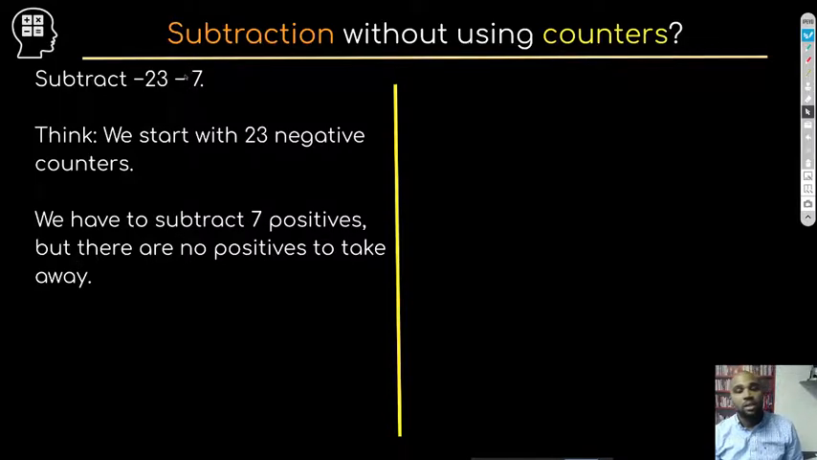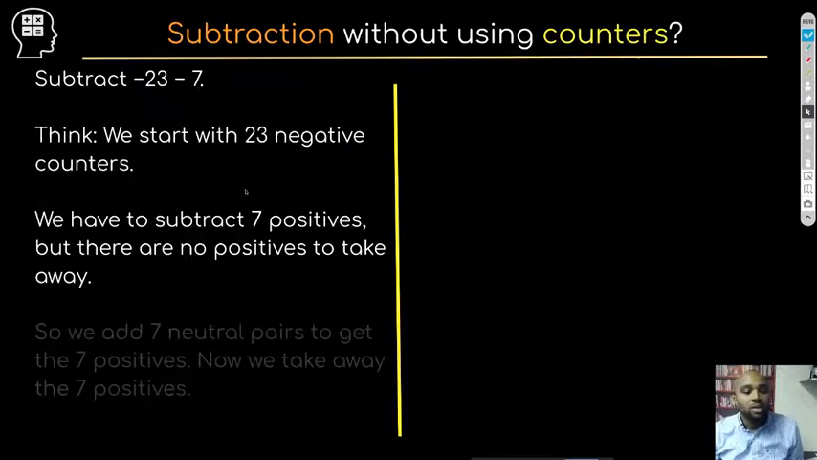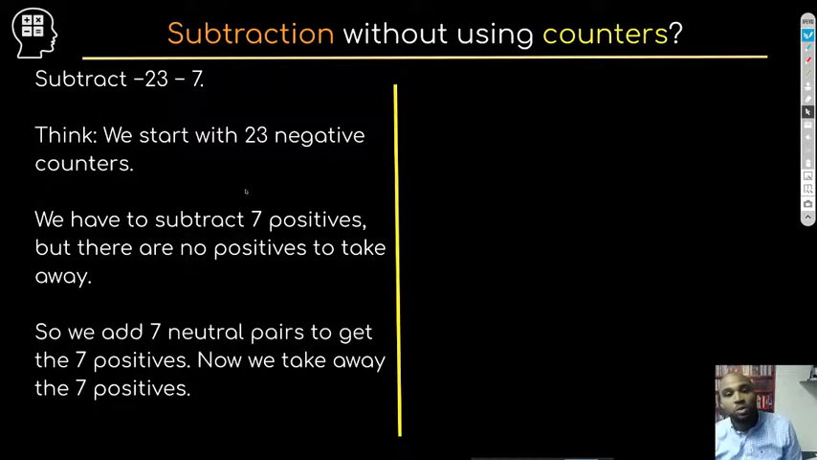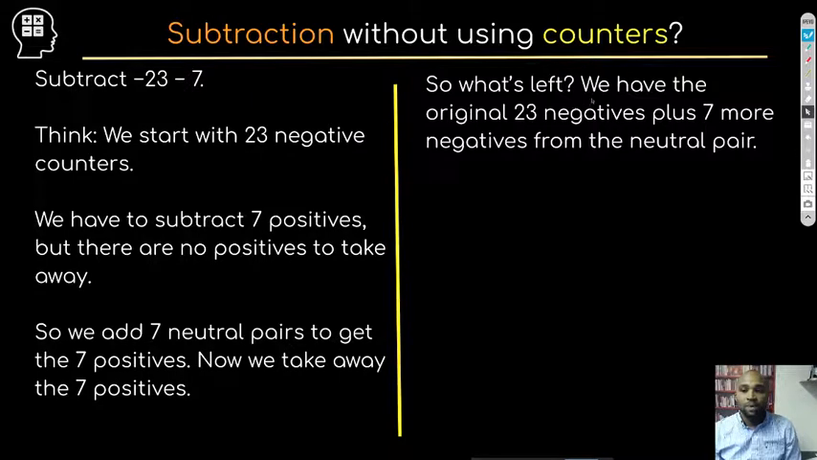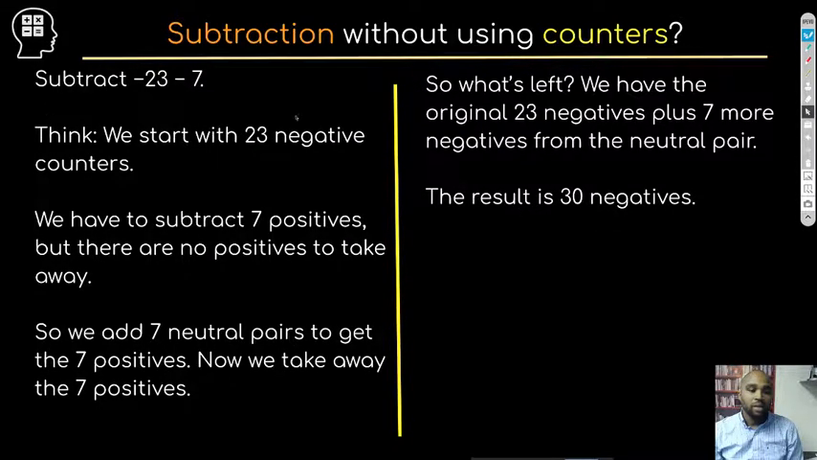We have to subtract 7. I'm sorry, not 7 of the negatives. We have to subtract 7 positives. So take away 7. But we don't have any positives. So we're going to have to add 7 neutral pairs, which means 7 positives and 7 negatives. Then I could take away those 7 positives. So we have the original 23 plus 7 more negatives and a neutral pair. So now the result is 30 negatives.